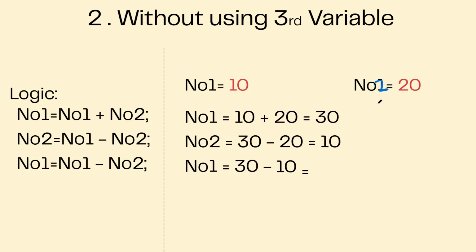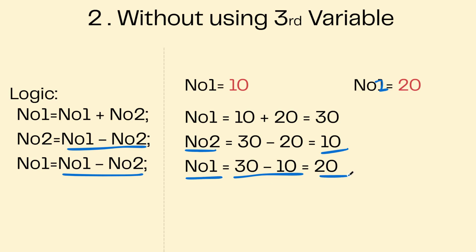Now I am adding number 1 and number 2. So 10 plus 20 becomes 30, and this 30 I am storing in number 1. Now our next line is we just need to subtract these two. We need to subtract number 2 from number 1. So 30 minus 20, the new value becomes 10 in number 2. Again we need to do number 1 minus number 2. So 30 minus 10, now the new value in number 1 became 20. Now here you can see values in number 1 and number 2 are interchanged. So the new value in number 1 is 20 and the new value in number 2 is 10.